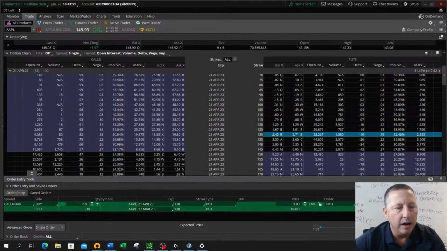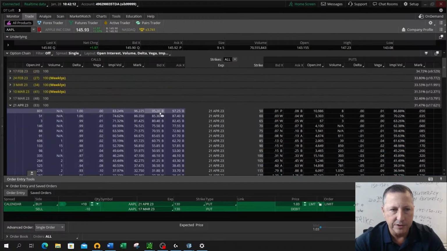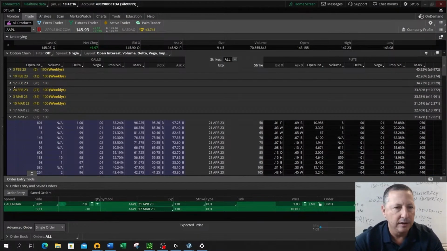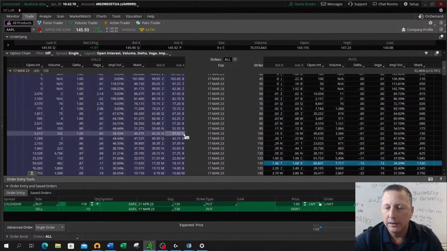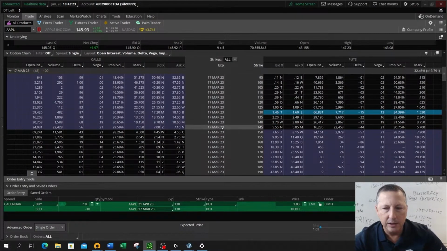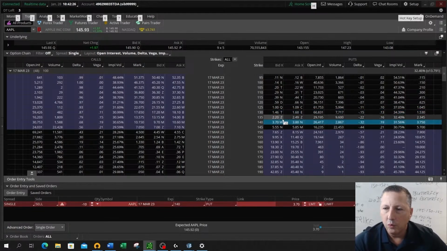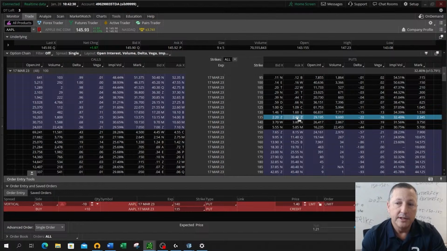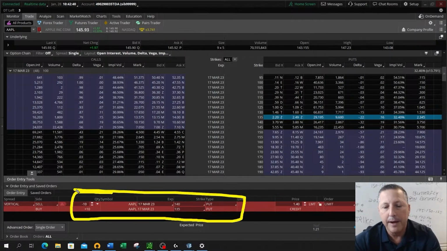Now you can enter in up to 4 different options on one order. So maybe you have a butterfly, which would be 3 different options, or maybe you have an iron condor or a strangle swap. You can enter in 4 different options. So let's go through it. Let's say I wanted to sell an iron condor in Apple. Let's say I want to sell the 140, 135 put spread. So what I did was I clicked on the bid of the 140 put, held down the control key, clicked on the offer of the 135 put. And for right now, that's what I have populated down here.